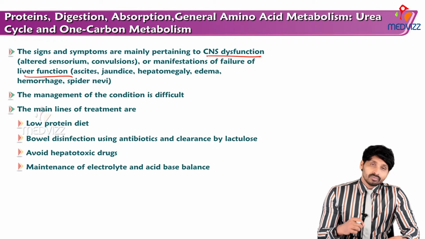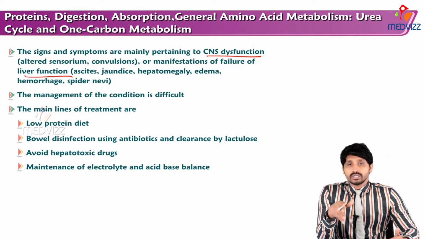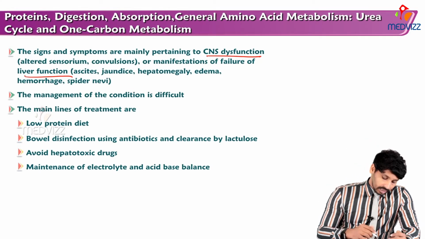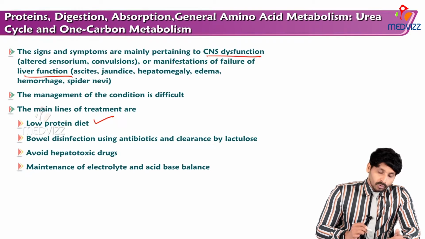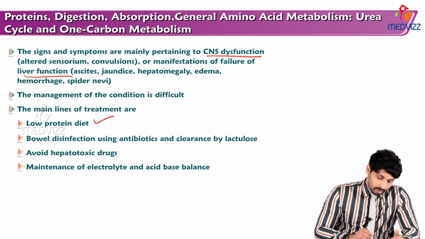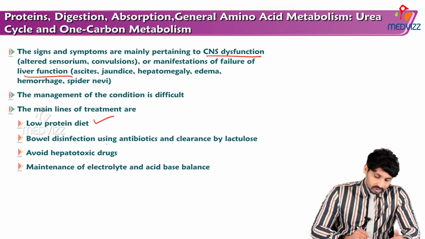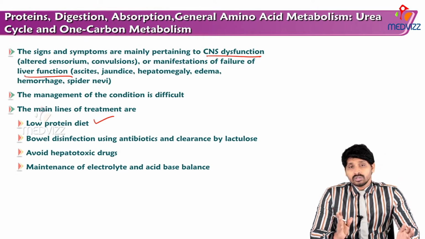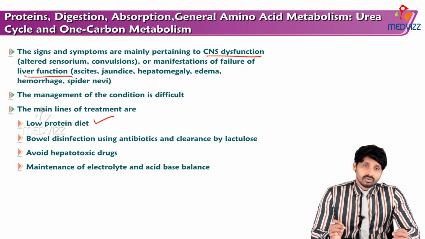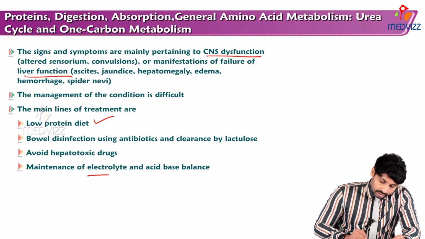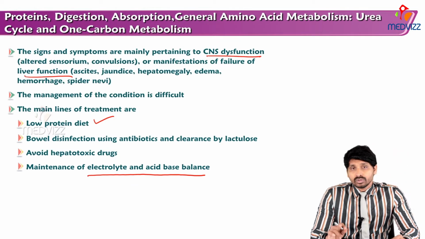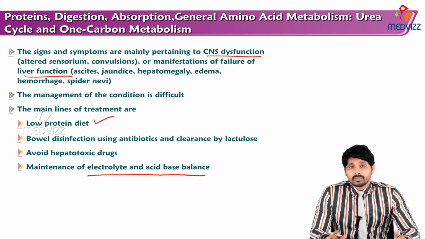The management of hyperammonemia and higher levels of urea is difficult. The main lines of treatment are a low protein diet, bowel disinfection using antibiotics, and clearance by lactulose. Avoid hepatotoxic drugs, because ammonia is dealt with by the liver, and if there is some problem with the liver, there is no excess production of urea and simply an accumulation of ammonia. Maintenance of electrolytes and acid balance is also one of the key features in maintaining normal urea levels.